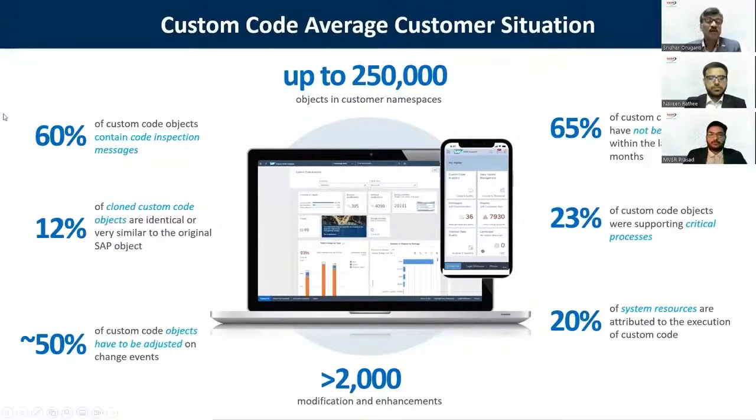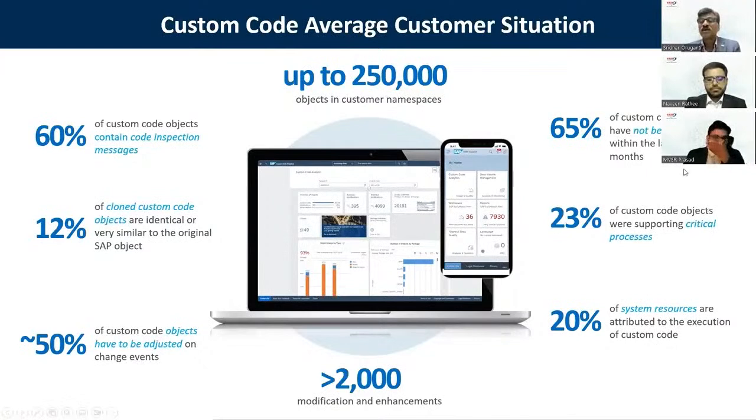Going back here, 60% of the custom code objects contain code inspection messages, code inspection issues. We have code inspectors from SAP, SCI, and so on. So there are some issues, and all of those ideally have to be fixed. And 12% of the cloned custom code objects are identical or very, very similar to the original SAP standard objects. That means hardly any changes were made. So these 12% probably are not even needed, because they have not really been any different from the original objects. And 50% of the custom code objects have to be adjusted on change events.